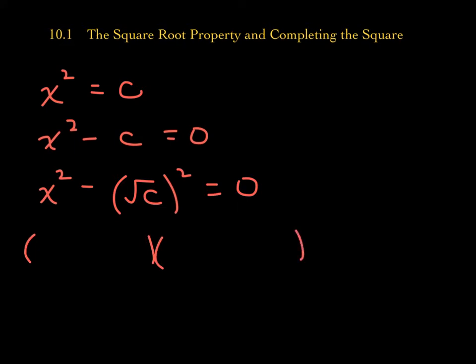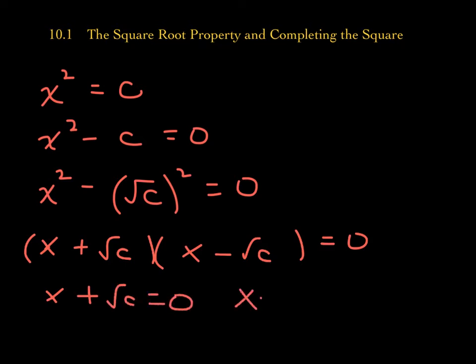A difference of two squares like this factors as x plus root c and x minus root c. Setting each factor equal to 0 and solving gives us two solutions. One is negative root c and the other one is positive root c.